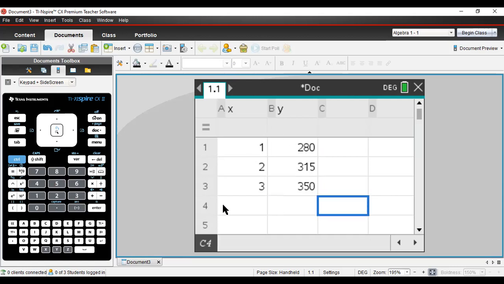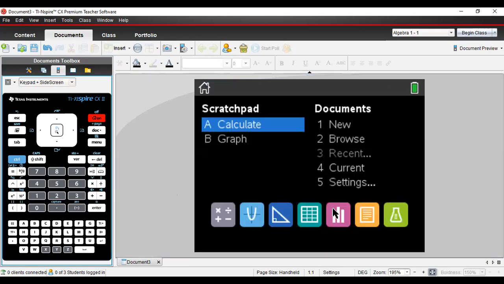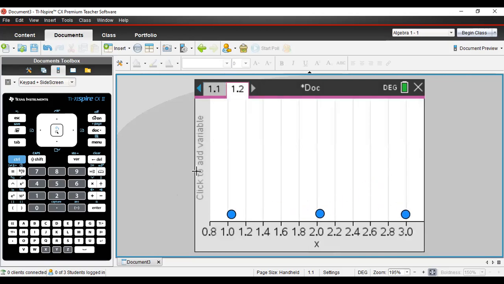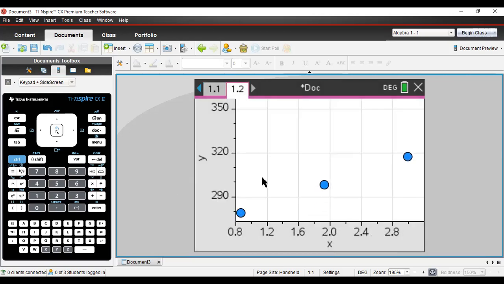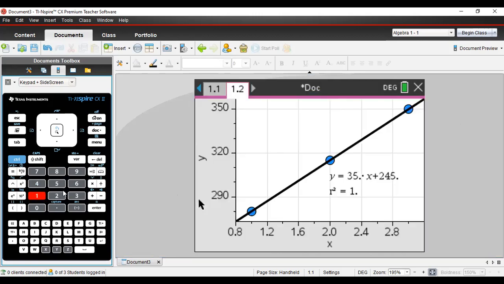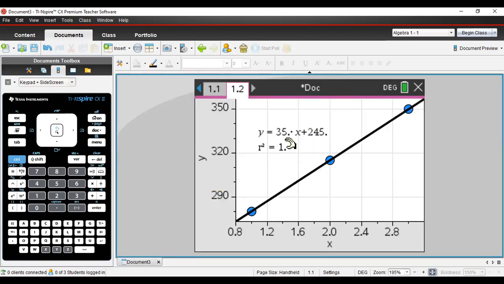Now, you can use the scatter plot. Actually, let's use the scatter plot, or you can do a linear regression. Doesn't matter. I'm going to use a scatter plot. Go to data statistics. We're going to put an X here and a Y here. Boom. And you can see it's linear. But we're going to do menu 4, 6, 1. Bam. Here's my equation: 35x plus 245.